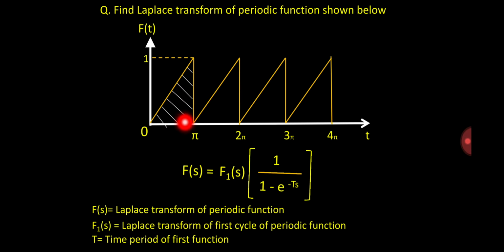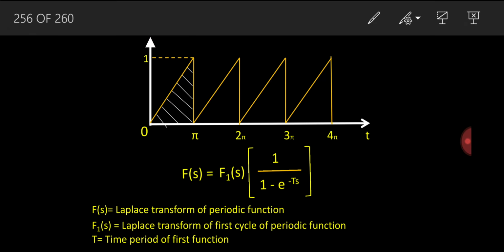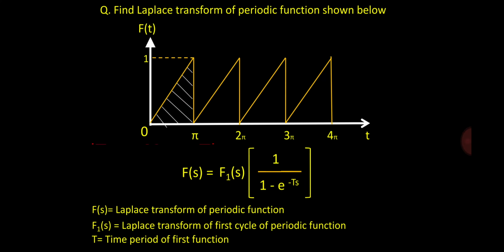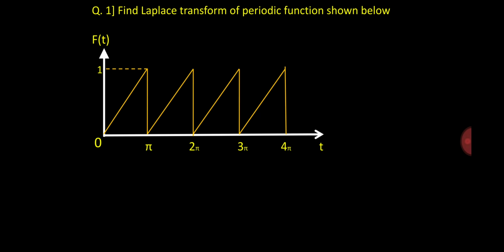Now we know time period is nothing but the time taken to complete one cycle. Here the first cycle is getting finished at pi. So from 0 to pi we are getting the time period, so the time period is nothing but pi. Keeping these things in mind, we are going to obtain its Laplace transformation.